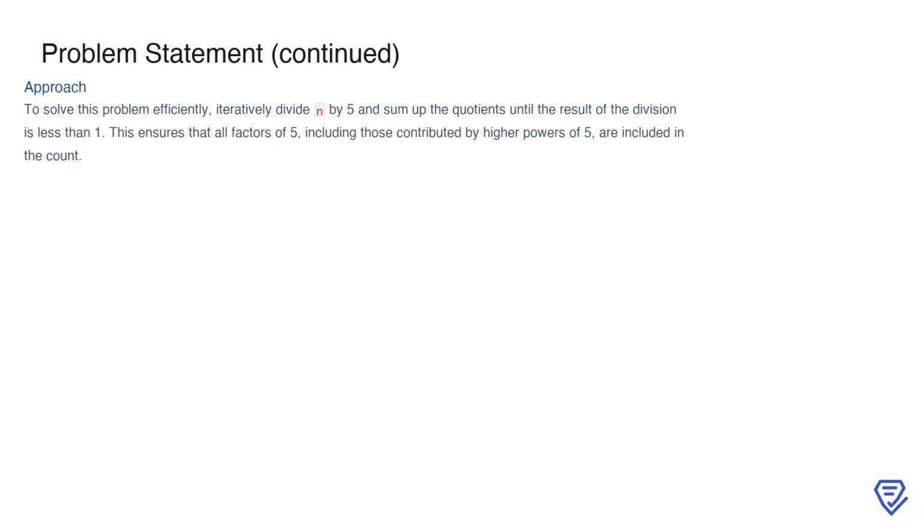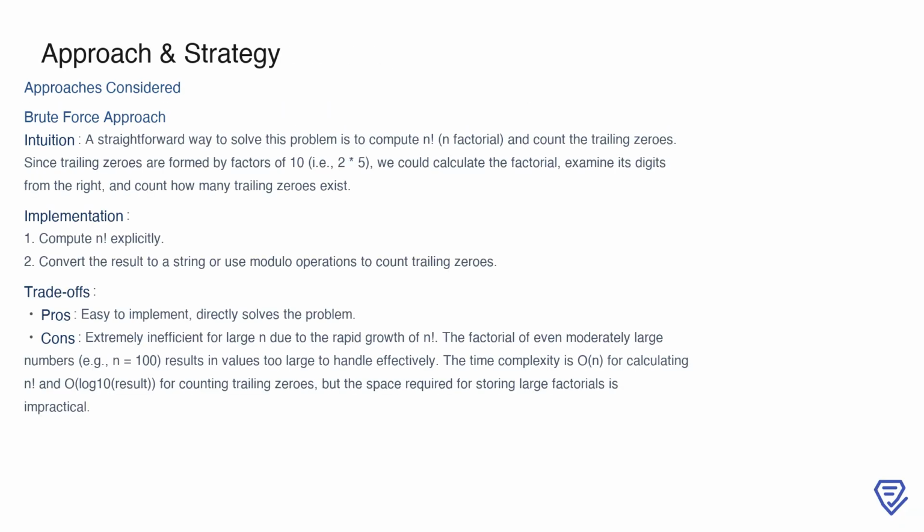To start solving the problem of counting trailing zeros in a factorial, one straightforward approach is the brute force method. The intuition here is to calculate the factorial of n, which is the product of all integers from 1 to n, and then examine the resulting number to count how many trailing zeros it has. Since trailing zeros are formed by factors of 10, which in turn come from pairs of 2 and 5, this approach involves computing the entire factorial, then either converting it to a string or using modulo operations to determine how many trailing zeros exist. While this method is easy to implement and directly solves the problem, it has significant downsides.